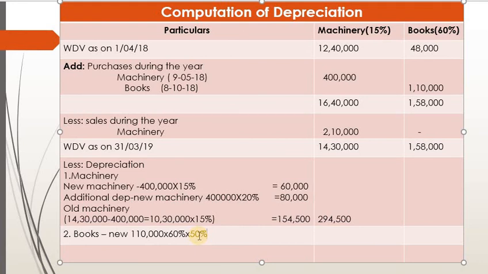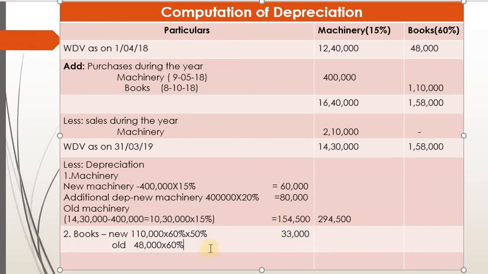So let's calculate what is that amount. It is 33,000. Now the remaining is old books. Let us calculate for old books also. 48,000 into 60%, it is 28,800. Let's write the amount. So total is 61,800. Let's write in the books column, 61,800.